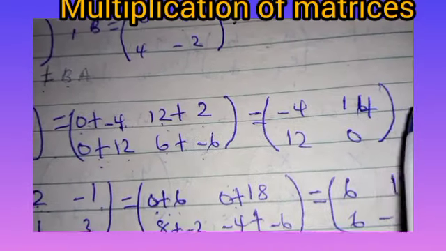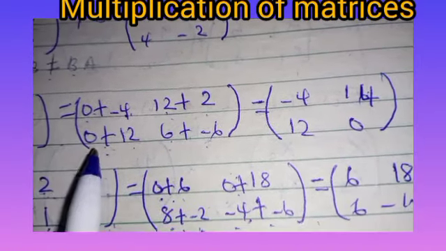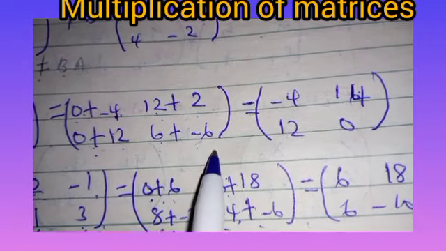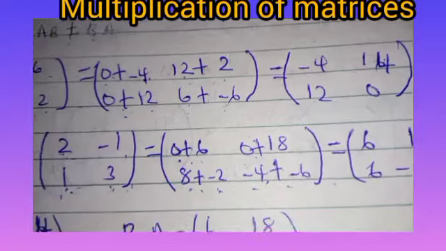Negative 4, 12 plus 2 will give you 14. 0 plus 12 will give you 12. 6 plus negative 6 will give you 0.